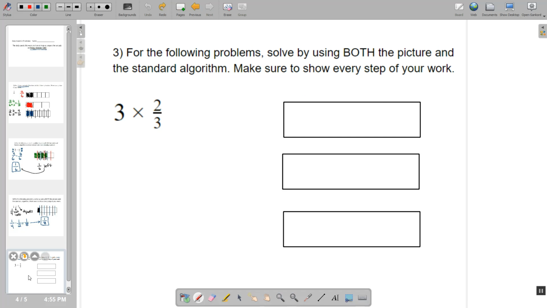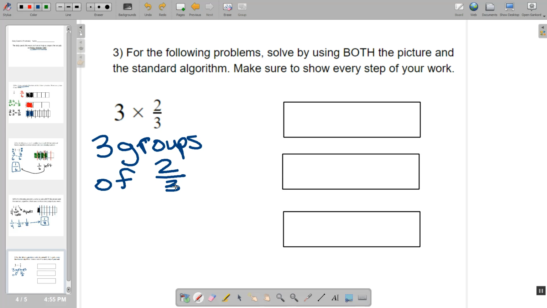So for 3 times 2/3, I have to once again do the standard algorithm. And then I also have to multiply with the pictures. So I'm going to start with the pictures. So I'm going to do 3 groups of 2/3. 3 groups of 2/3. So I have my 3 groups, and I'm going to draw my 2/3. And once again, if you put them together, you can cut them all up at the same time. And I'm going to shade 2/3.